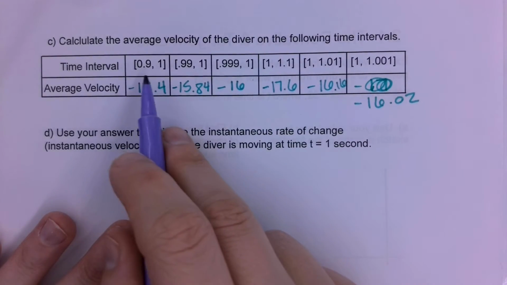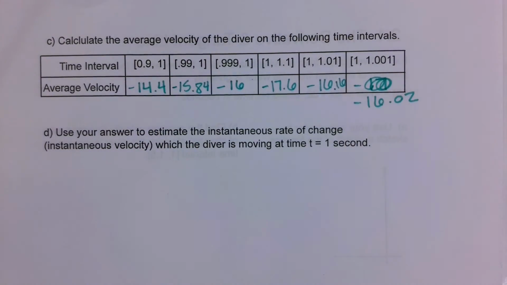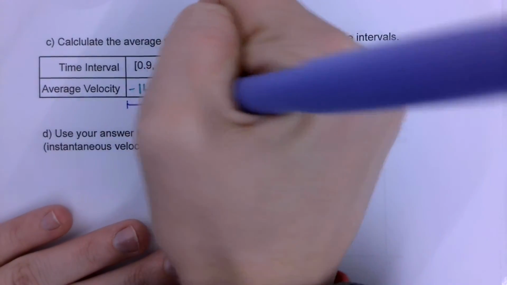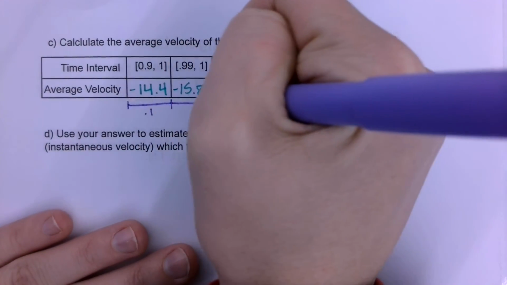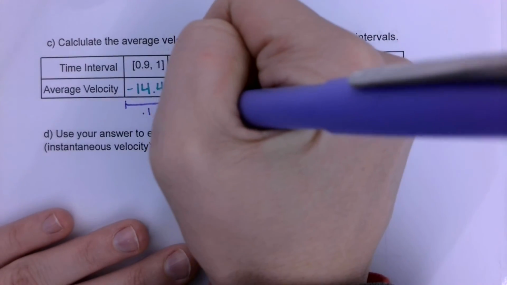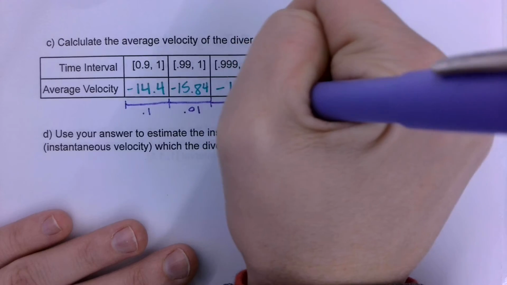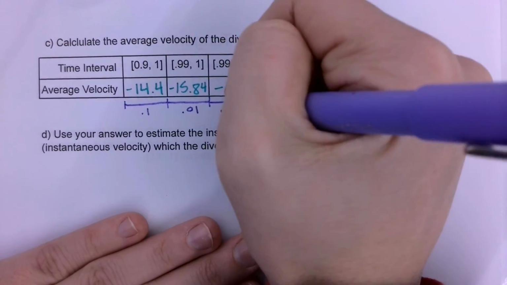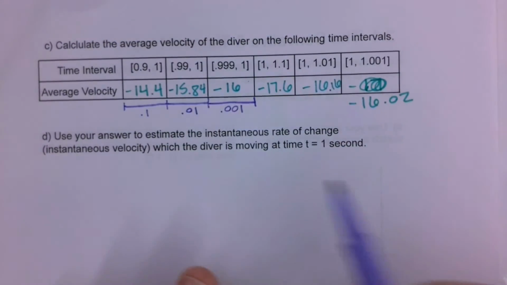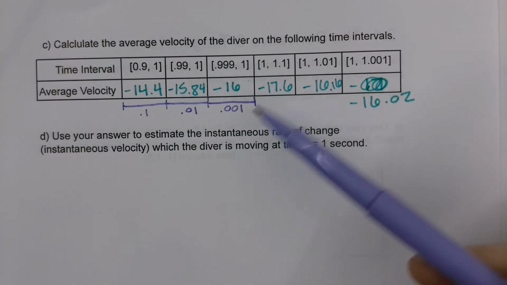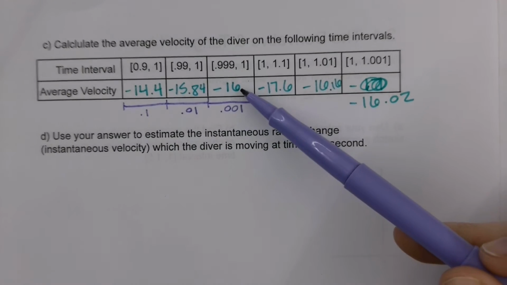Whenever we were looking at this 0.9 to 1, what was the distance of that interval? 0.1. Okay, so this distance was 0.1. Whenever we looked at the distance between 0.99 and 1, what's the distance there? 0.01. And then we looked at the distance 0.999 to 1. 0.001. Okay, so out of these, which one should be the closest to what the instantaneous velocity is at 1? 0.999. This guy. Yeah, we got really close there.